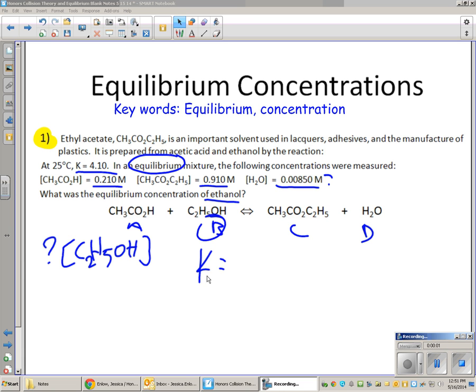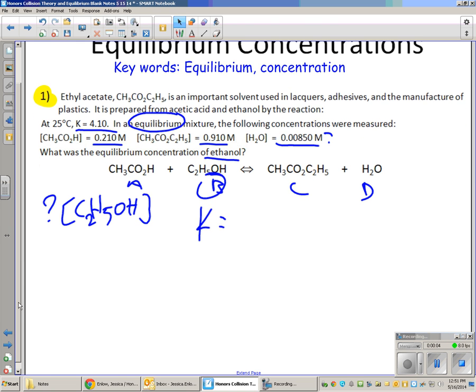All right, so K is given to us. Now, let's go ahead and set up our equilibrium expression. The first step is always going to be to set up K. So I'm going to say K set up. So K is equal to what over what?